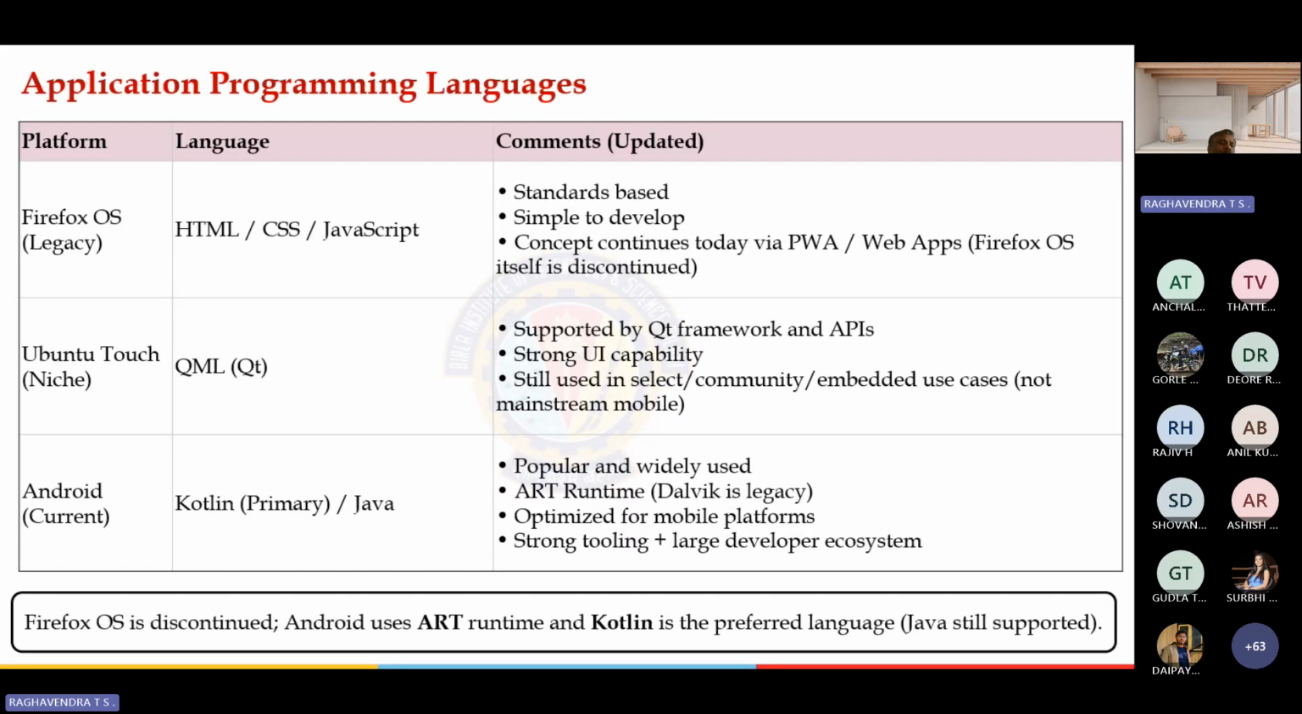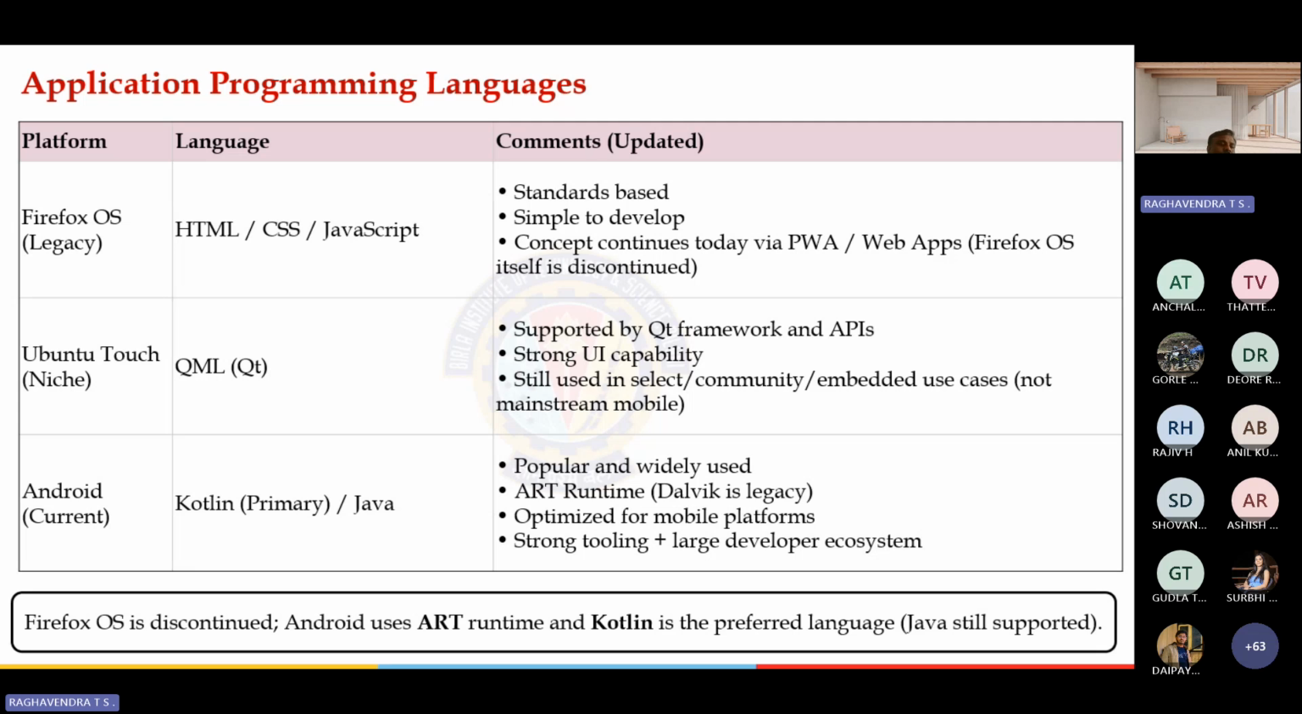When you want to ensure that the application is deployed onto a target device, where it should run, an example is the Firefox operating system. On this, you need to build the application using HTML, CSS and JavaScript. It has standard-based development, and the concepts are very simple to understand. You define a structure and how it looks. It is simple to develop, and this concept continues today with various web application development, right?